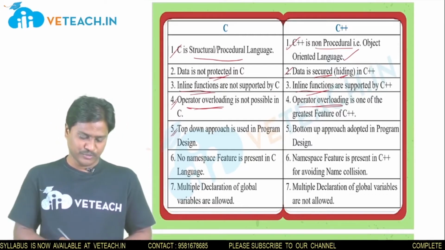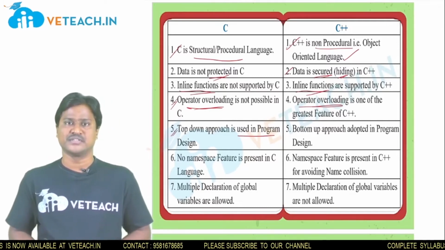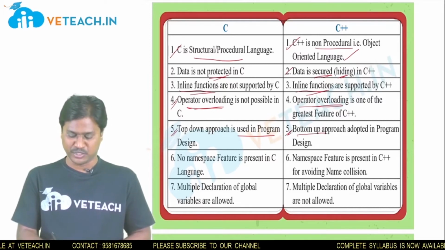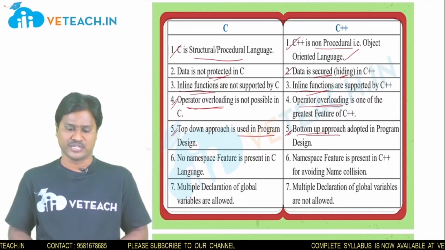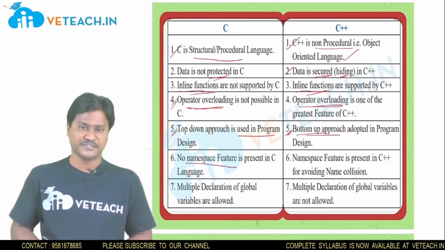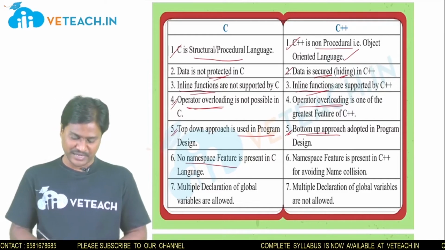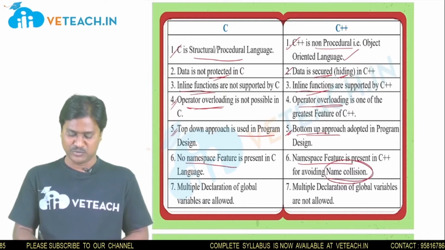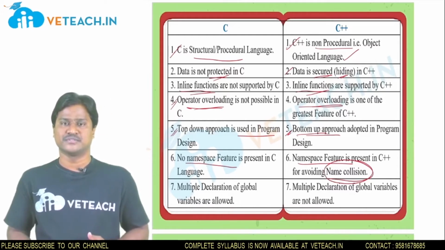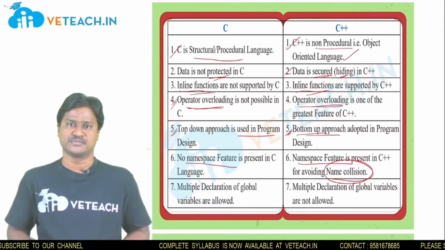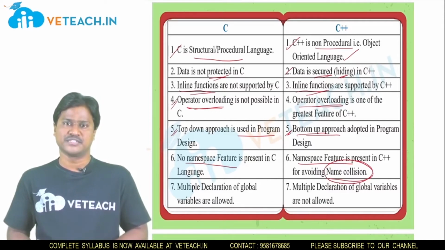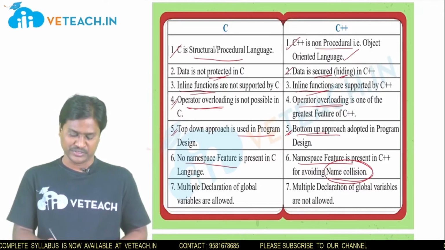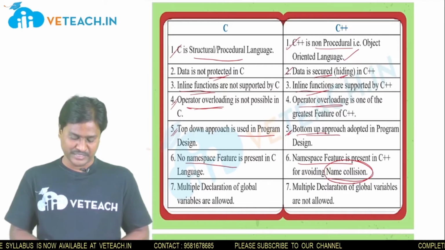Next one, the approach used in program design. Generally in C it is a completely top-down approach, whereas in C++ it is a bottom-up approach in designing programs. Next one, no namespace feature is present in C, whereas the namespace feature is present in C++ for avoiding name collisions while designing function modules for the program and member functions inside the class.